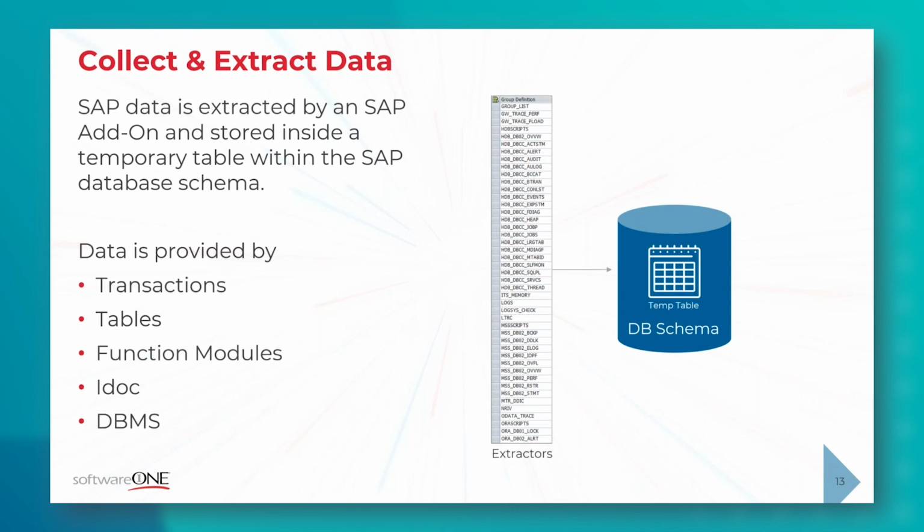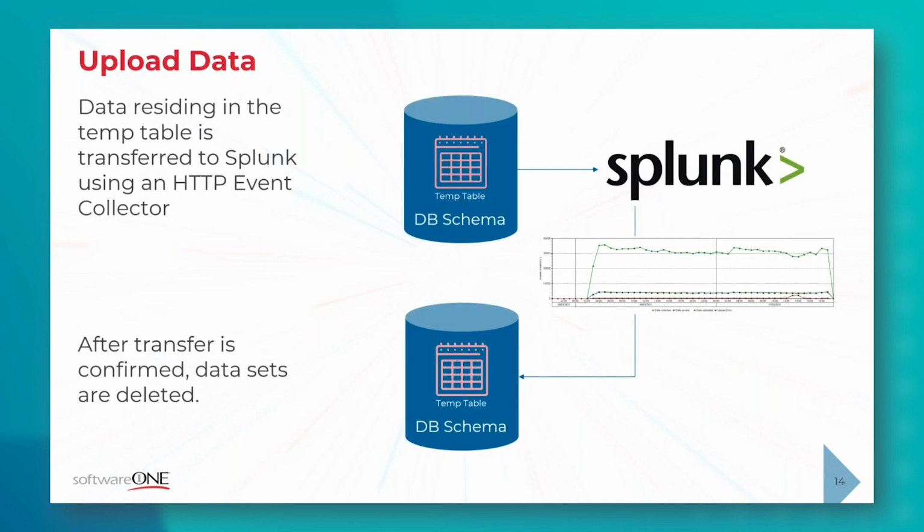This data then is being stored in the temp table within the database schema of SAP, from where it is sent to Splunk via an HTTP event collector connection that needs to be defined on the Splunk side. So what happens is that we take the temp table data and put it to Splunk. Once it is uploaded to Splunk, the data is deleted again, and the temp table is vanished, and you can proceed with the next data set.